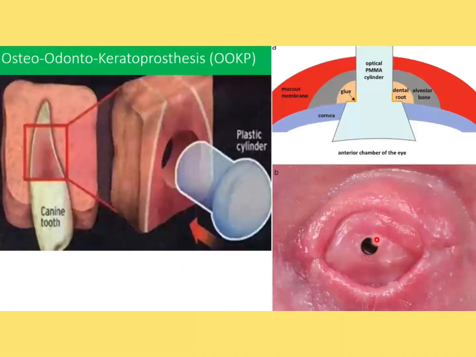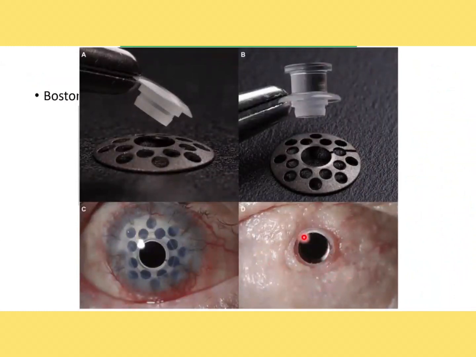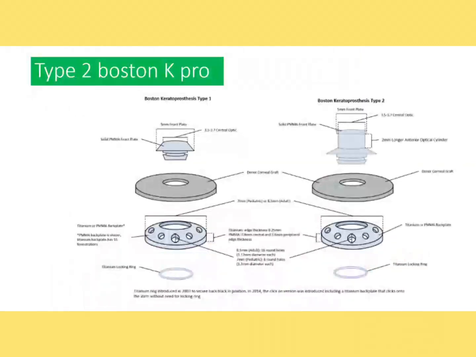So here you can see this is how it is created, where the full tarsorrhaphy is made and only the optic part is visible, but other parts are not visible. So this kind of process is indicated for those people who are having severe ocular surface disease.